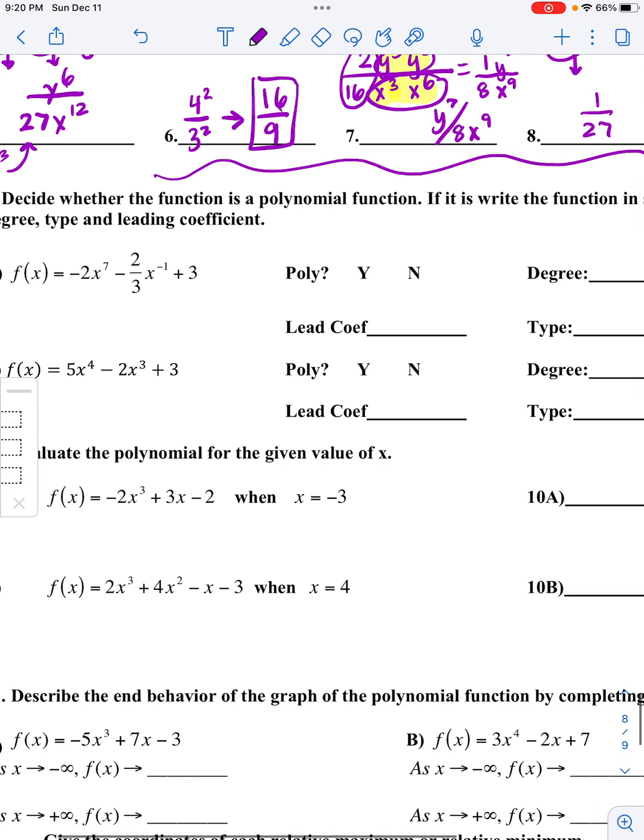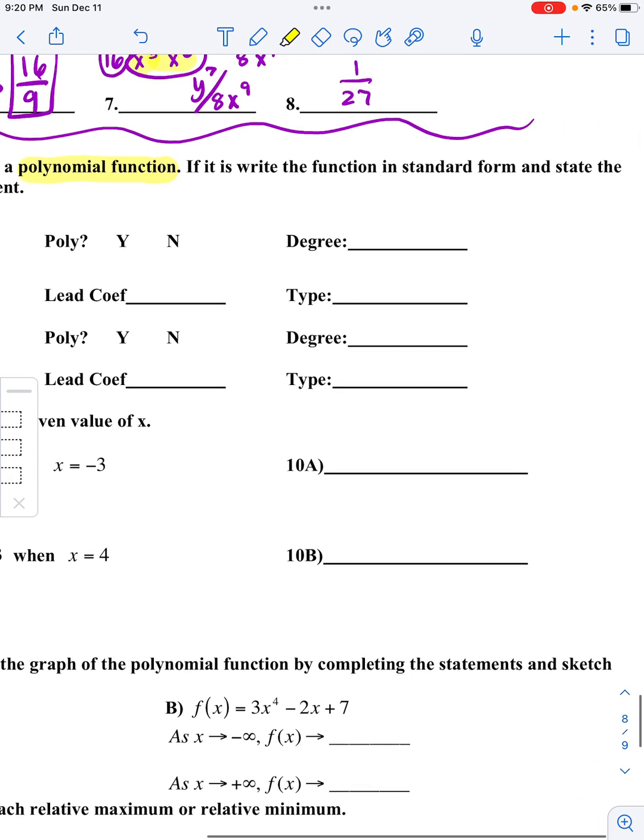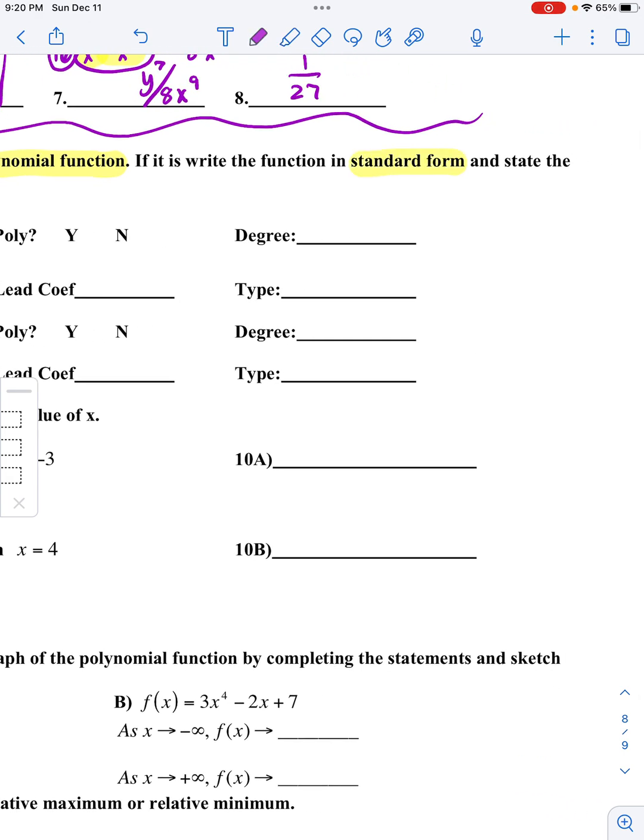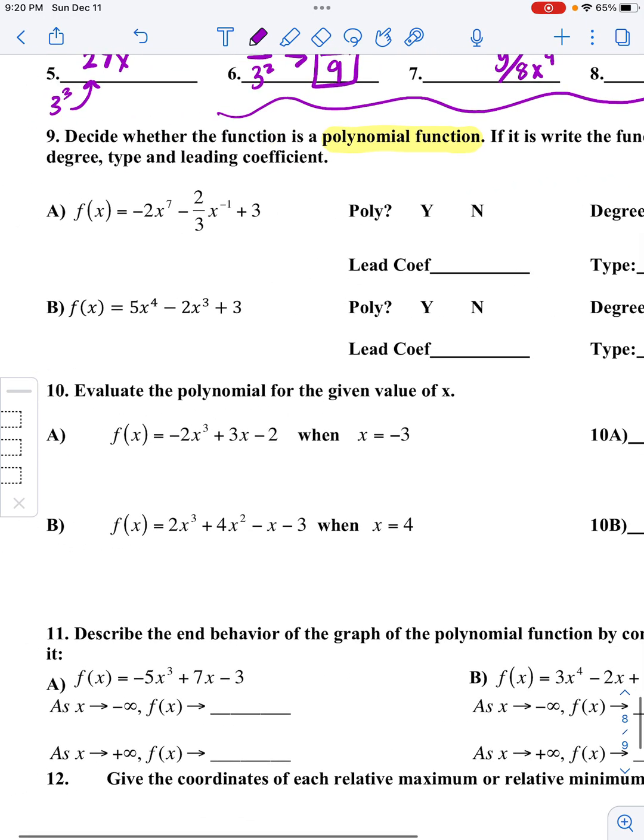Decide whether the function is a polynomial. So keep in mind you're looking for weird stuff like negative powers, fraction powers, square roots, that kind of thing. If it is, write the function in standard form. Keep in mind that means high power to low power. And state the degree, that means the highest power. Type, that's going to be linear, quadratic from the chart in our notes. And leading coefficient, that means the number out front once you've changed it into standard form.